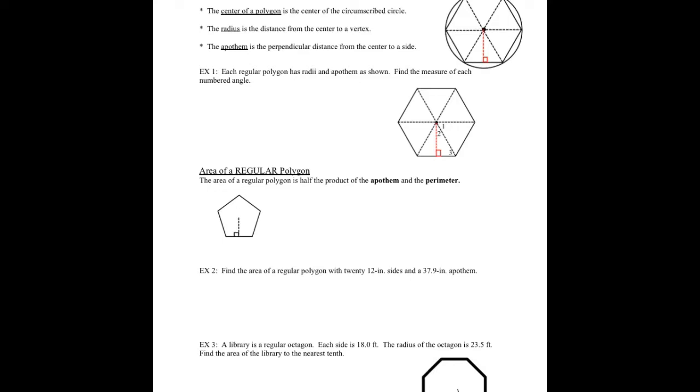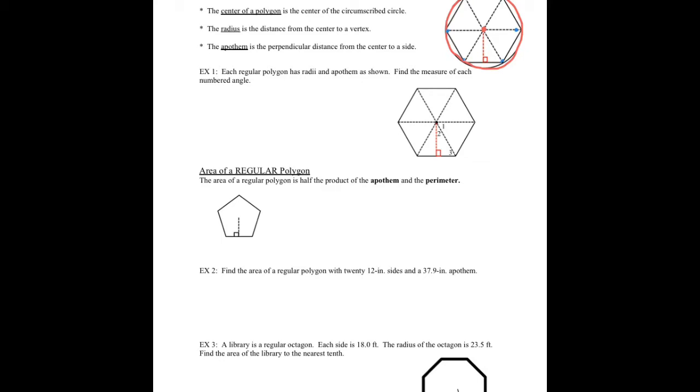The center of a polygon is the center of the circumscribed circle. So you actually have a hexagon pictured here. The center of the hexagon is actually the center of the circle that is circumscribed about the hexagon. Remember when you learned the definition of circumscribed, you learned that if a circle is circumscribed about a polygon, every vertex of the polygon is on the circle.